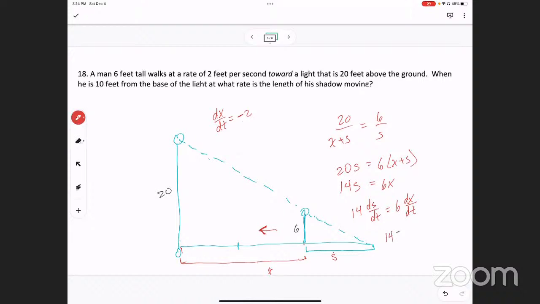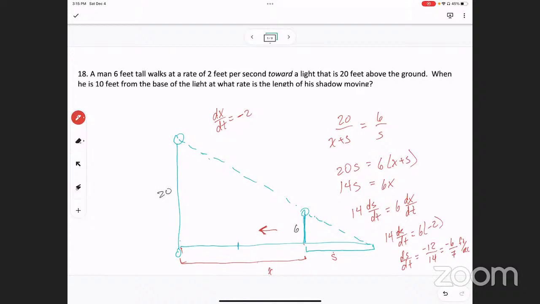So 14 ds/dt equals 6 times negative 2, so negative 12. So ds/dt equals negative 12 over 14, just negative 6 sevenths feet per second. Feet per second. Yes. Is that the right answer?